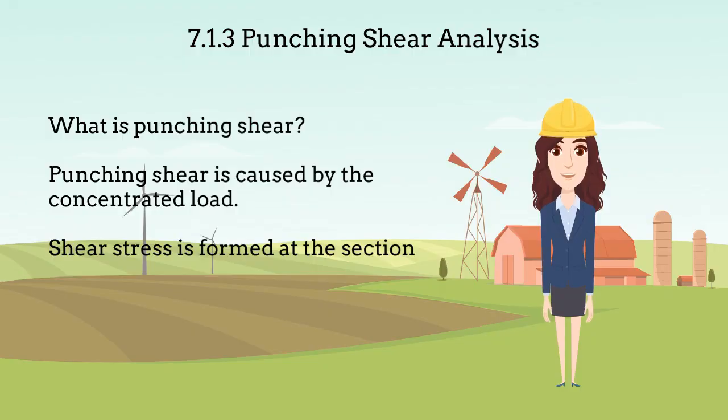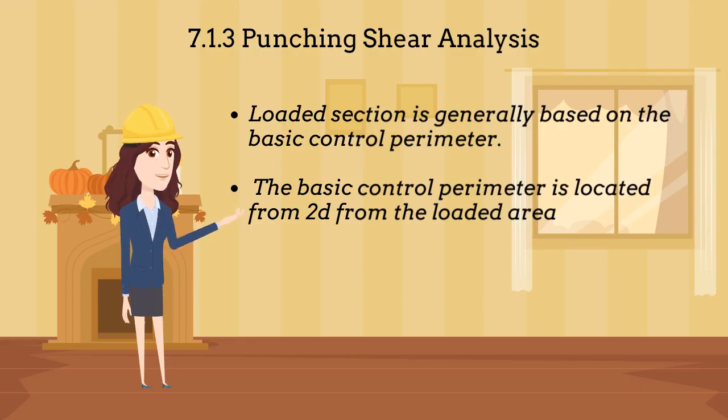What is punching shear? Punching shear is when there is a concentrated load on a slab. The loading will cause shear stress on a section around the load. But the question is, how large is the surface? When checking the punching shear, the loaded section is generally based on the basic control perimeter. The basic control perimeter is assumed located from two effective depths from the loaded area.